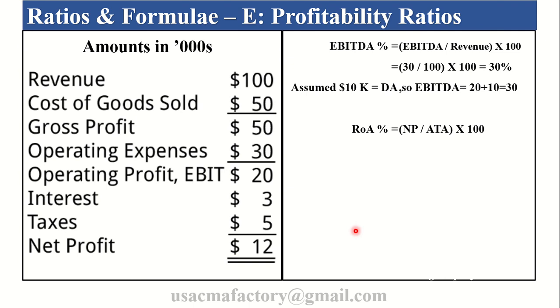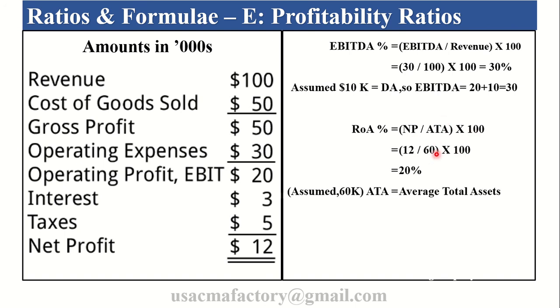ROA percentage, return on assets, is net profit divided by average total assets times 100. Average total assets are not given here, so we assumed 60K as average total assets. 12 net profit divided by 60 times 100 is equal to 20%.